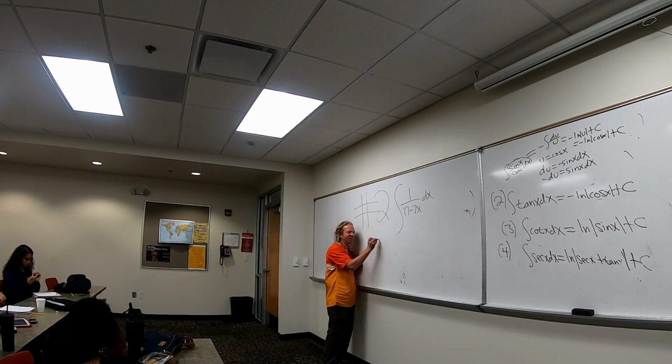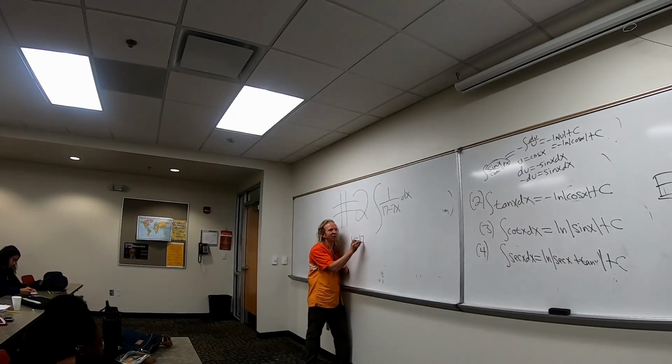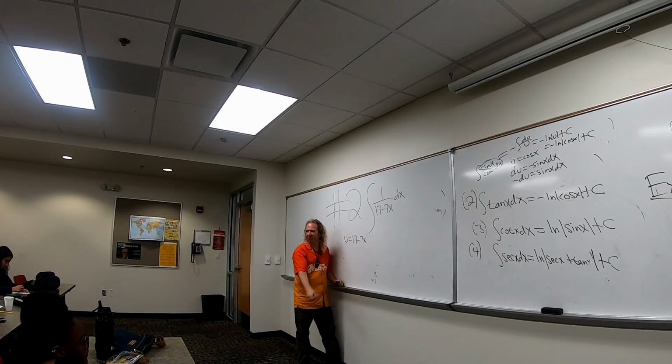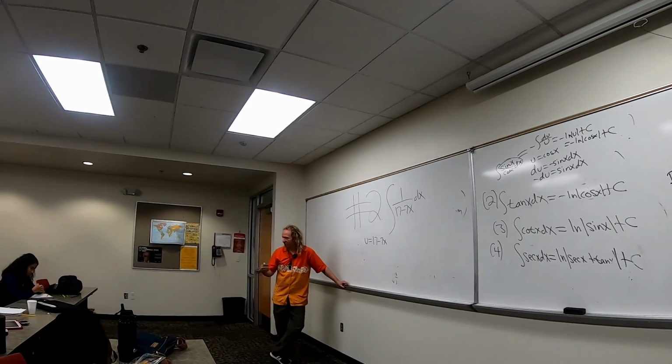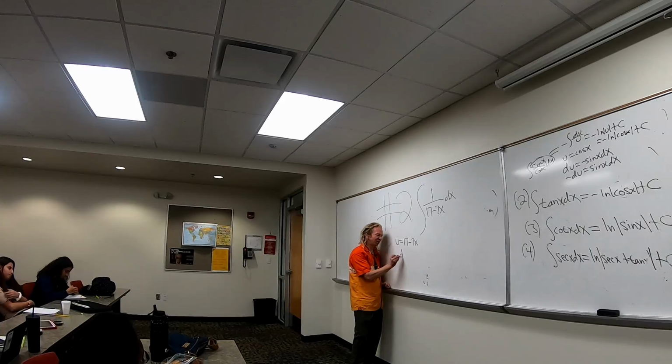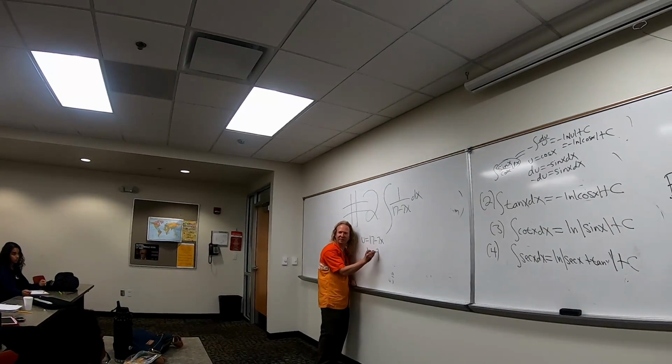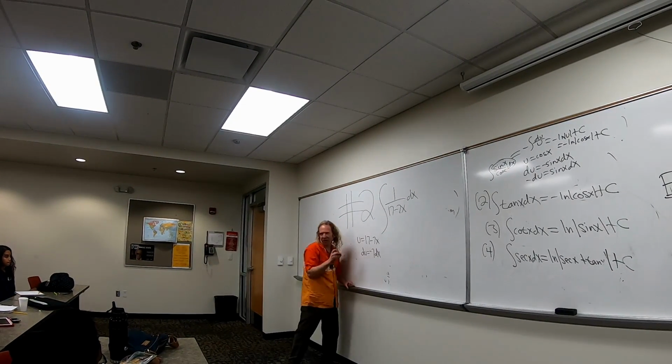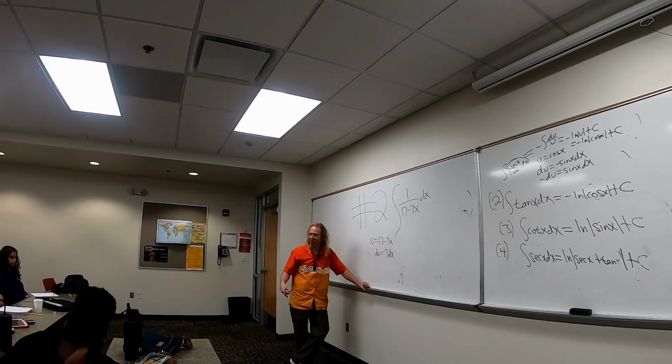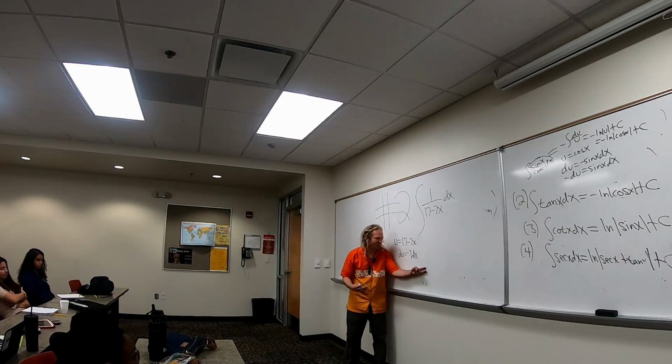So you let u equal the bottom piece, right? 17 minus 7x. Okay. And then you take du, right? So du is negative 7 dx. This is really good. Not only does it help you for the fourth test, it helps you for the final, plus it helps you for more math, right? This is a really good question.